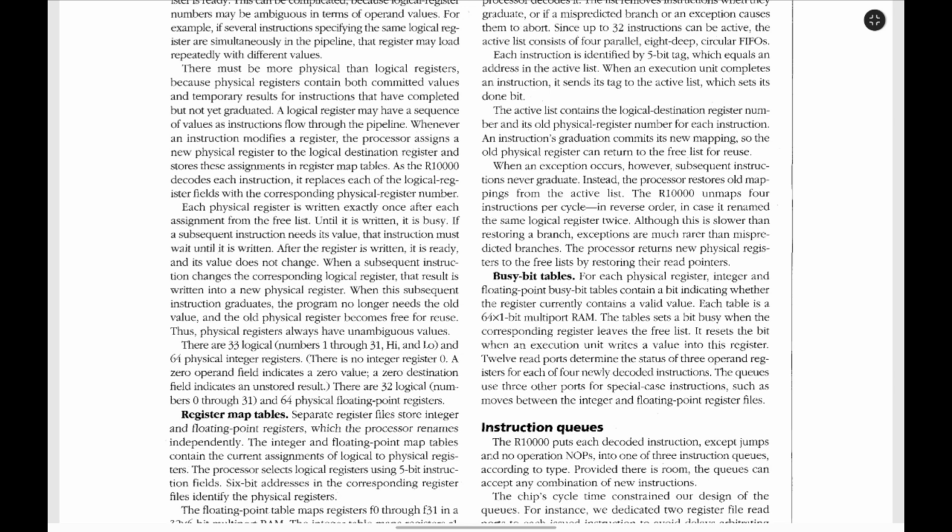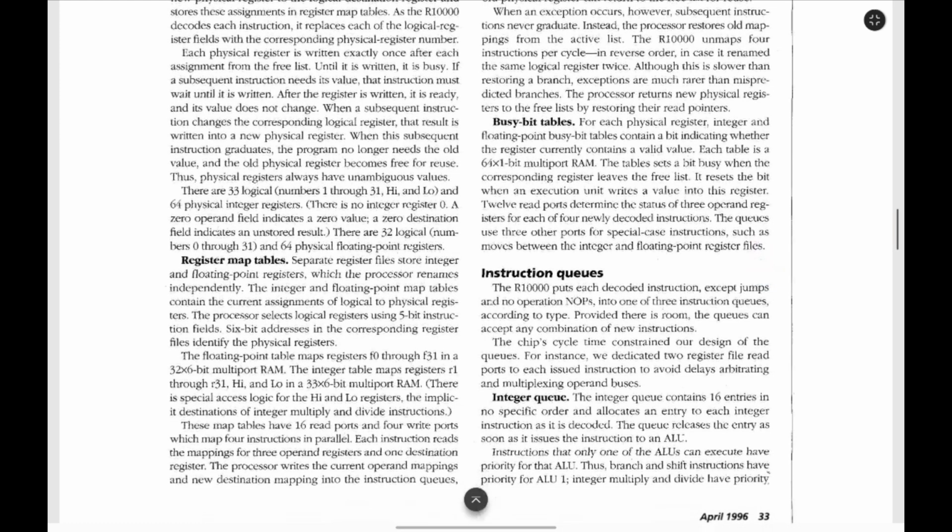When a subsequent instruction changes the corresponding logical register, the result is written into a new physical register. When this subsequent instruction graduates, the program no longer needs the old value, and the old physical register becomes free for reuse. Thus, physical registers always have unambiguous values.